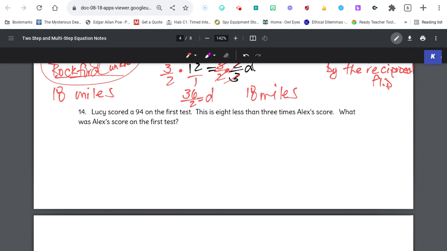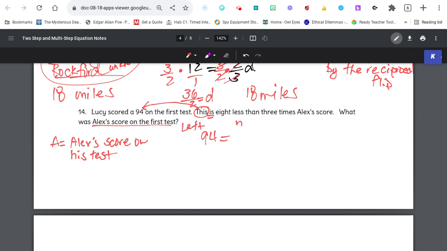All right, it says Lucy scored a 94 on the first test. This is 8 less than 3 times Alex's score. What was Alex's score on his test? Okay, so I'm looking for A for Alex's score on his test. Well, it's got "this is," so this refers to something in the sentence before it, which has to be the 94. "Is" means write an equal sign. So I got the left side set up.